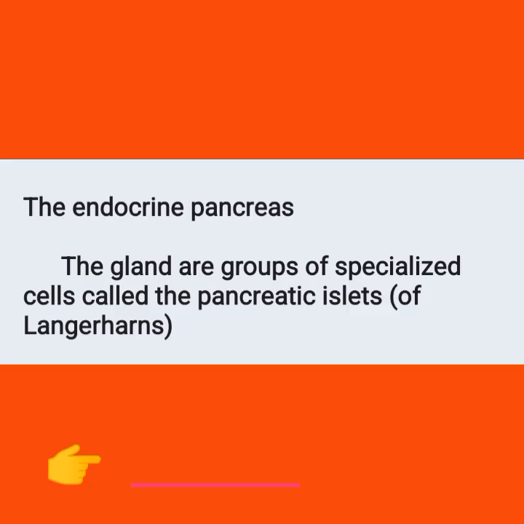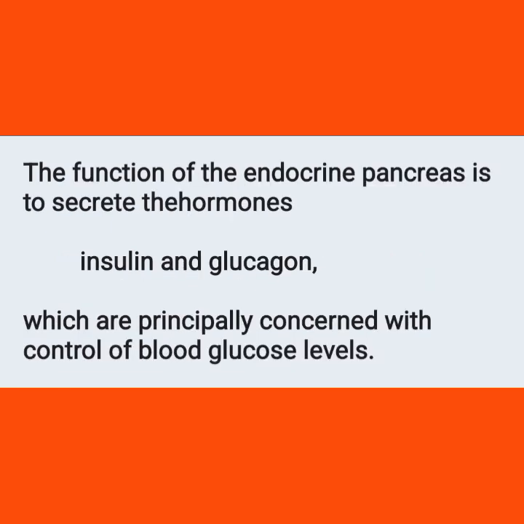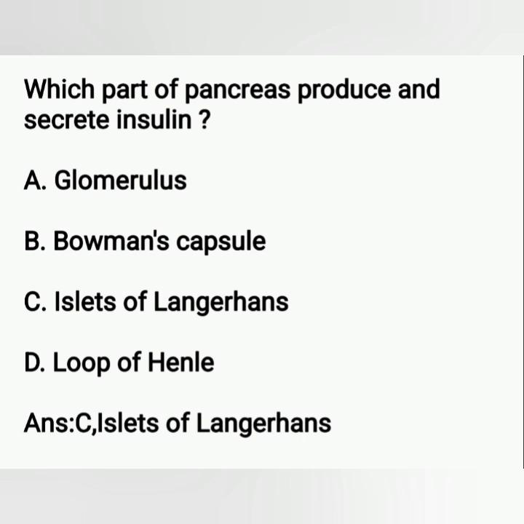Pancreas has both endocrine and exocrine functions. In the endocrine pancreas, the gland has a group of specialized cells called pancreatic islets or islets of Langerhans. The function of these islets of Langerhans is to secrete hormones like insulin and glucagon, which are primarily concerned with control of blood glucose. So the islets of Langerhans secrete insulin and glucagon. So the correct answer is option C. Move on to the next question.